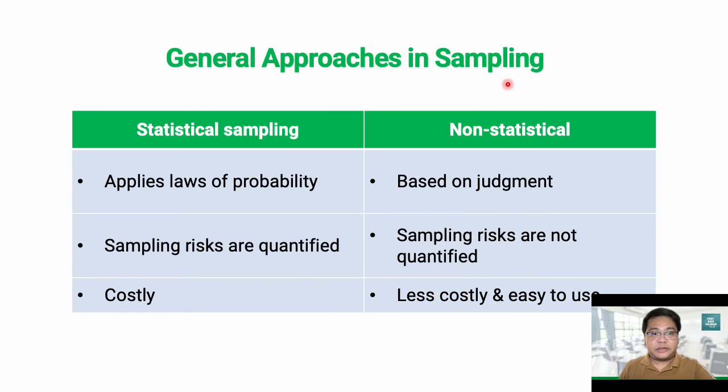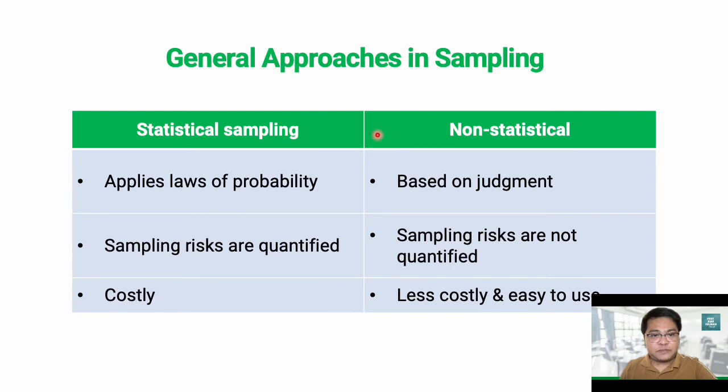So next part, general approaches in sampling. So in sampling, we have what we call the statistical sampling and non-statistical sampling. In statistical sampling, we use the theory of probability or statistics in deciding our sampling plan or in designing our sampling plan. So in non-statistical sampling, we use our judgment instead of the science or the laws of probability.